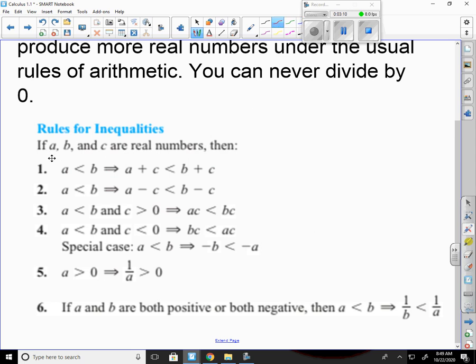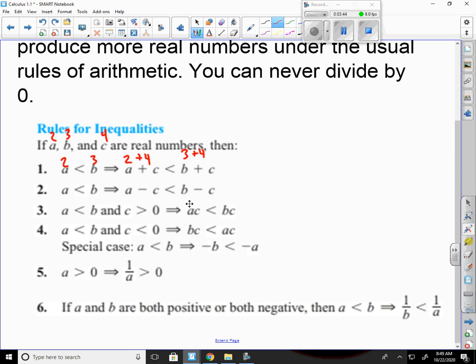A is our first number. We could call that 2. 2 is less than 3. So if I say this is 2, this is 3, and this is 4, then if 2 is less than 3, then 2 plus 4 is less than 3 plus 4. That's 6, that's 7, that's true. Imagine that. If we add the same number to both of our original numbers, then the first one's going to be less than the second, if the first one was less than the second to begin with.